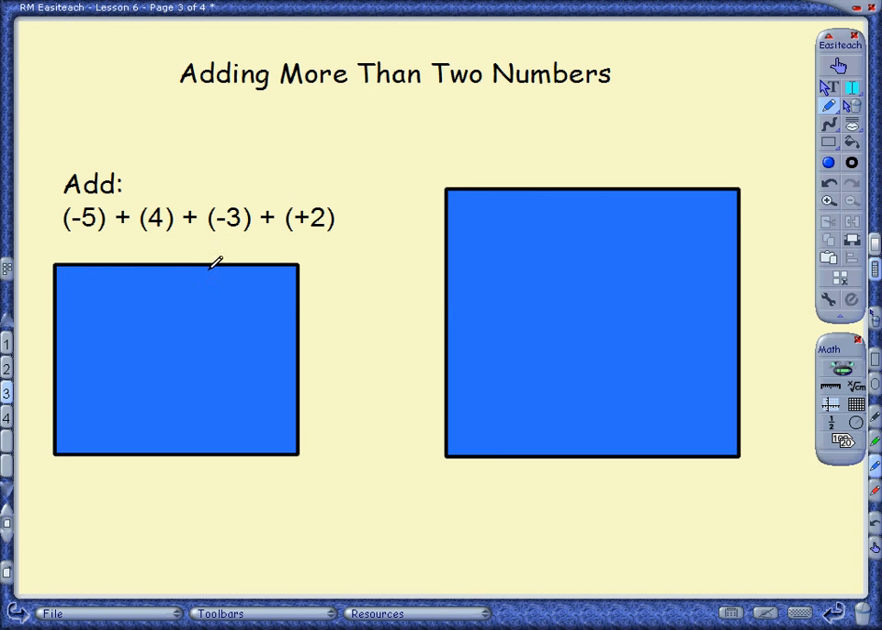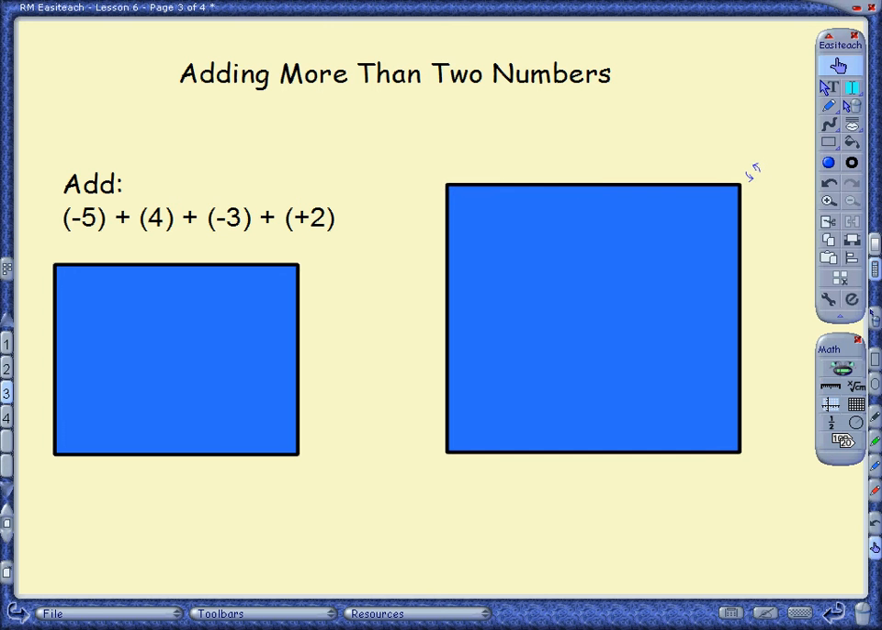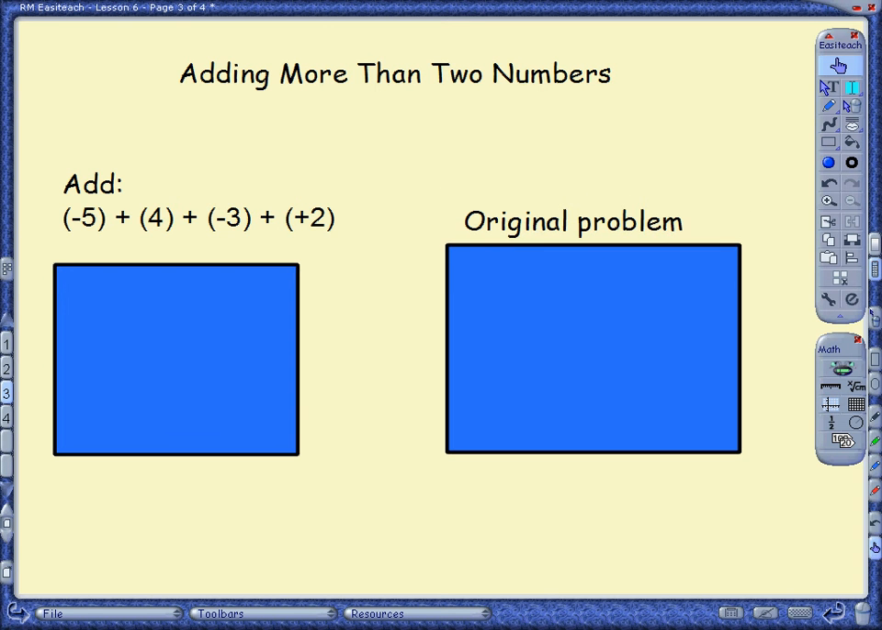Okay, if we want to add these numbers, we're adding more than two numbers. There are a few ways to do it. We can add our negatives, or we can add right in a row. Okay, so if we're adding right in a row, this is our original problem too. I want to just show you this. I can pull this down. There we go. That's our original problem.